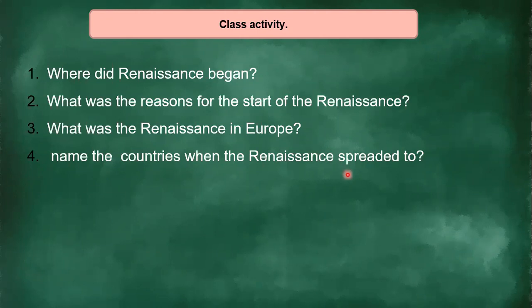What was the reason for the start of the Renaissance? Why did the Renaissance start? On the group chat, Michaela says they wanted to think for themselves. Yes, we have Lloyd as a participant. Another reason for the start of the Renaissance was that they just lost faith in the church. Yes, that's correct as well.